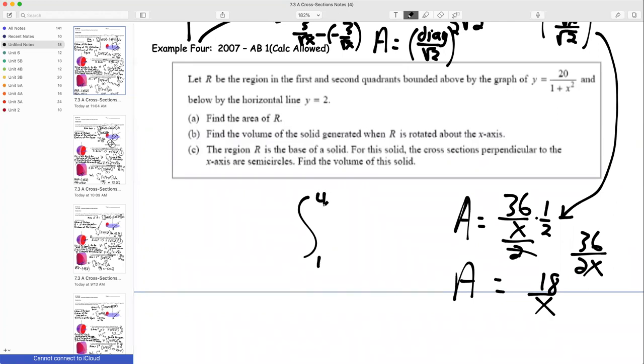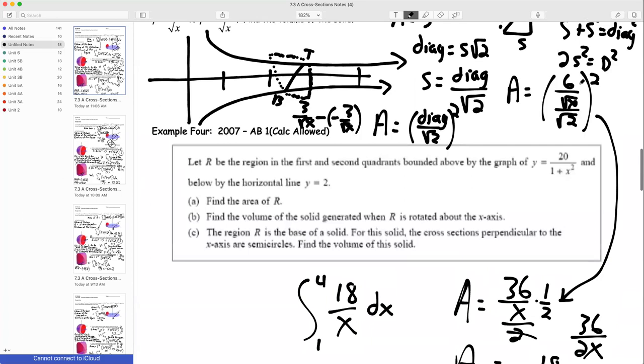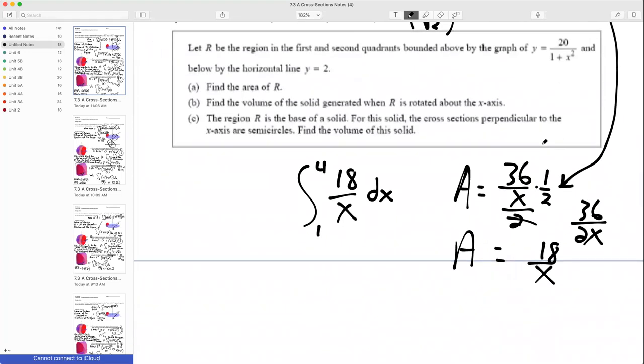from 1 to 4. Why is it 1 to 4? That's what they told me. 18 over x dx. Plug that into your calculator. It's not 18 over x squared, because look, this right here is the square root of x, and I squared it. And you should get 24.953 for that.